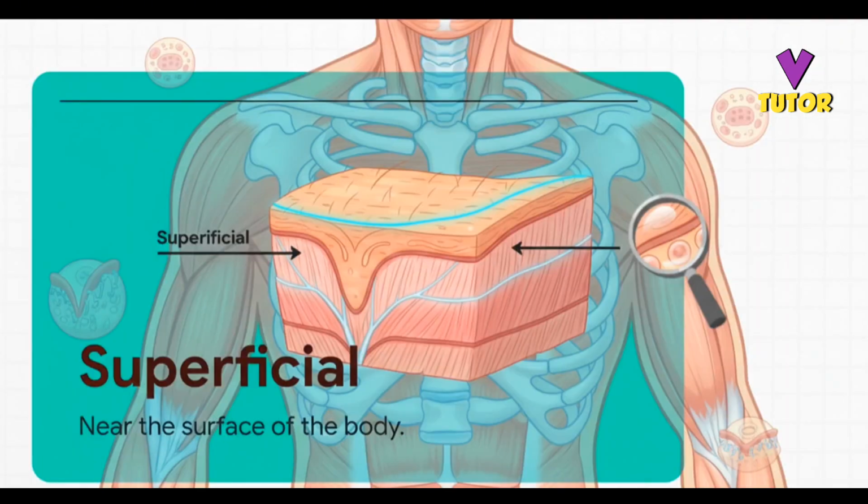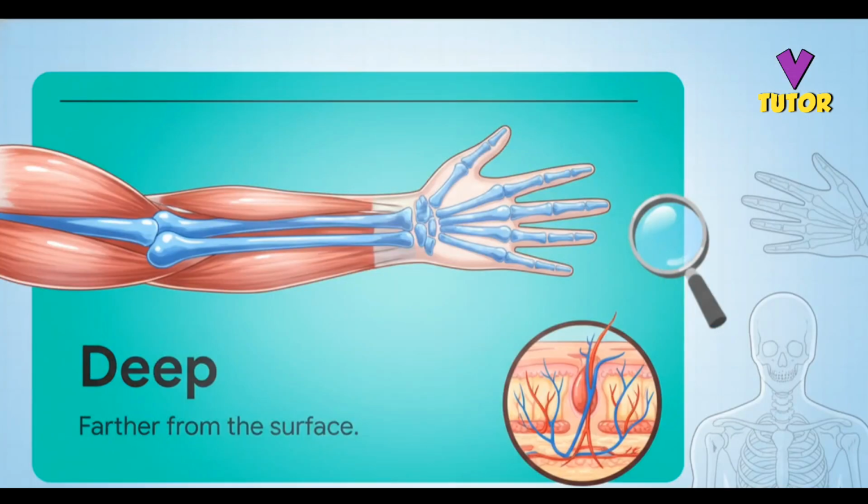Now let's talk about depth. How do we describe layers? Well, the term superficial refers to anything that's near the surface of the body. Your skin, for instance, is superficial to your muscles. It's on top. And if something is farther away from the surface, we describe it as deep. So your bones are deep to your muscles because they're located much further inside your body.